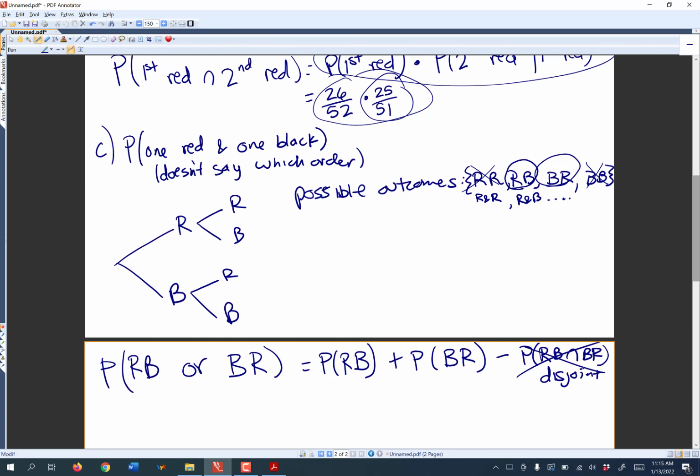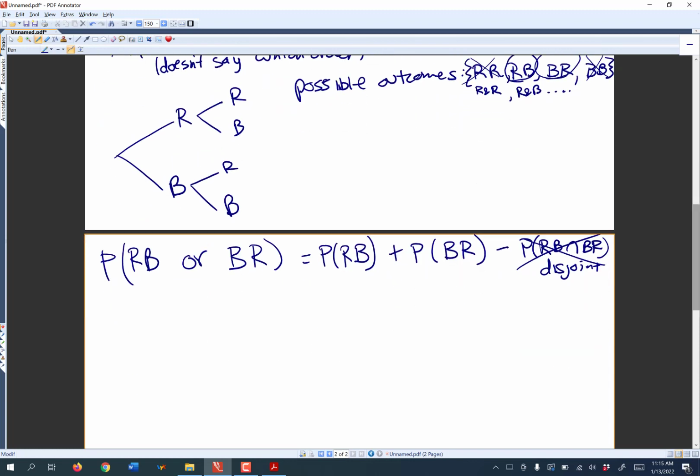That's just a 0. Anytime you're doing tree diagrams like this, they're going to be mutually exclusive. You're not going to have to worry about minusing out the intersection because you can't have both things at the same time. Okay, so we want red, black, and then we also need to find the probability of black, red. We're going to find those separately and add them together. Now, I could write out that general multiplication rule again, or I can just do it in my head. So here, I'm looking for the probability of red and black, and then separately we'll find the probability of black and red.